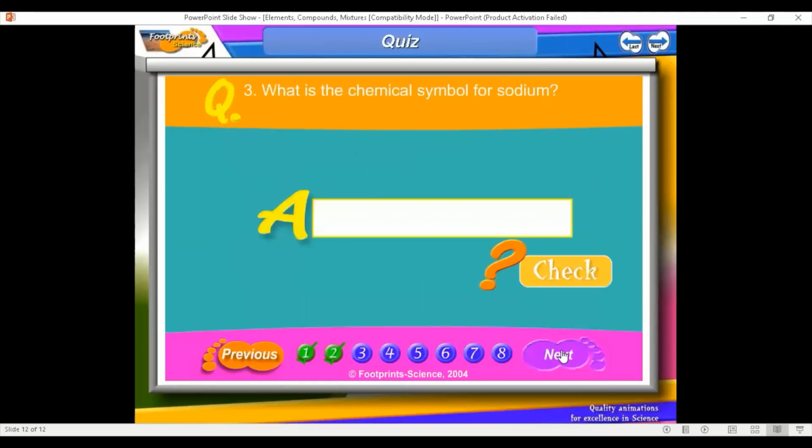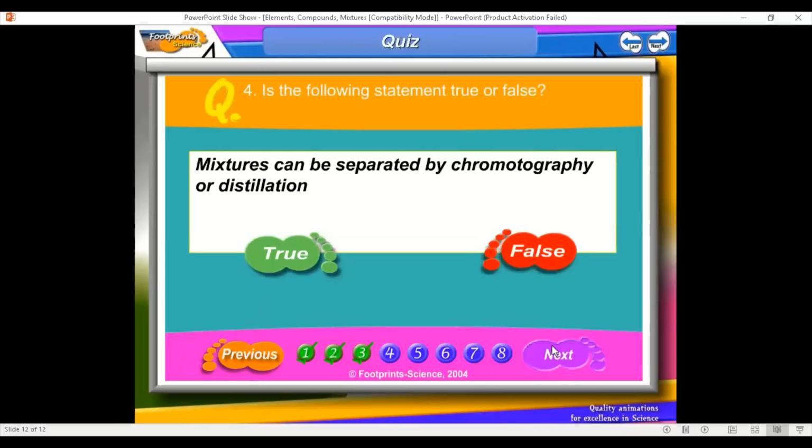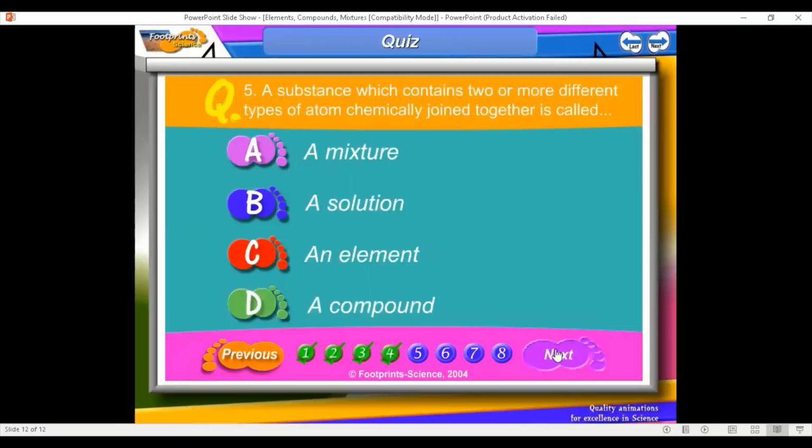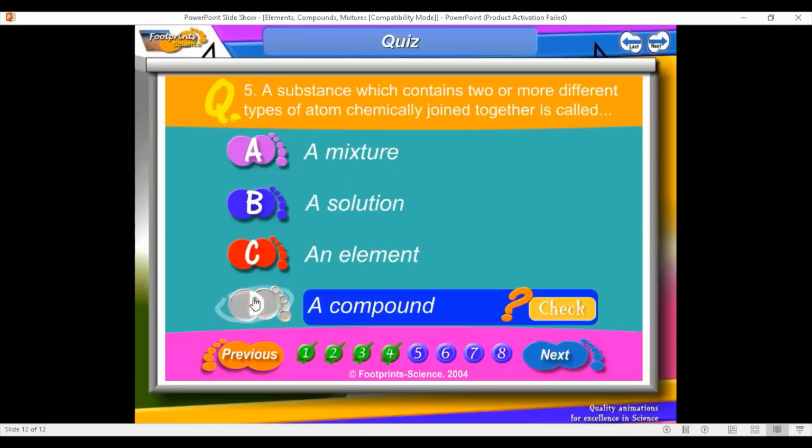Next. What is the chemical symbol for sodium? Should we try this one? Periodic table. Mixtures can be separated by chromatography or distillation. Mixtures, should we have a look at this? There we are. Remember that one. A substance which contains two or more different types of atom chemically joined together is called an element, is it? No, that's one type. Solution? No, that's a dissolved substance. Mixture? No. Shall we try that one?